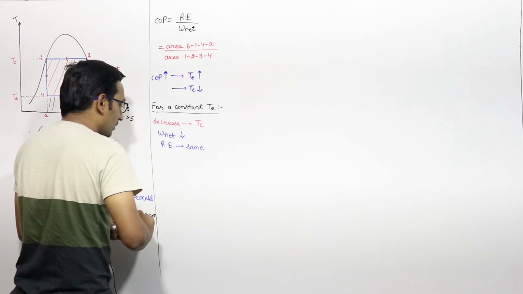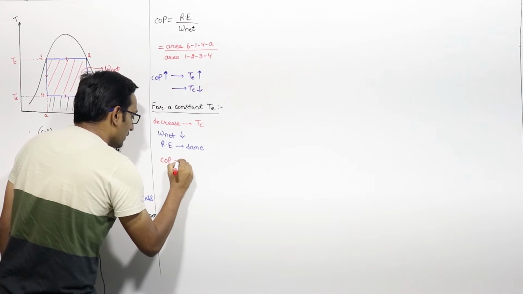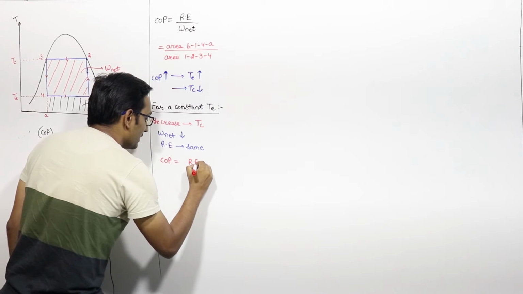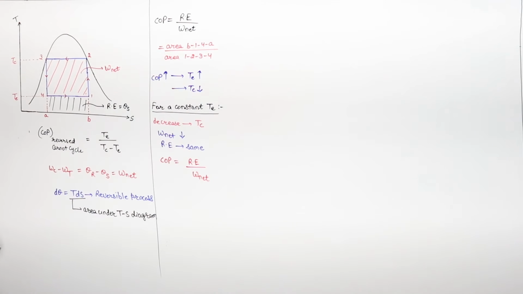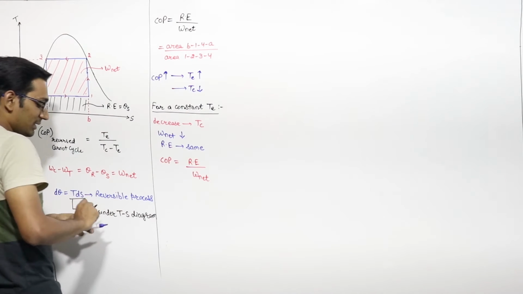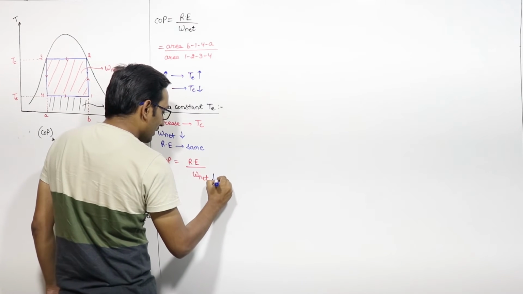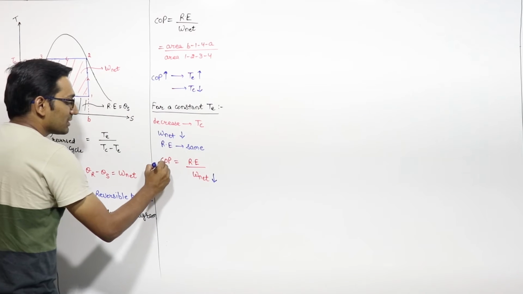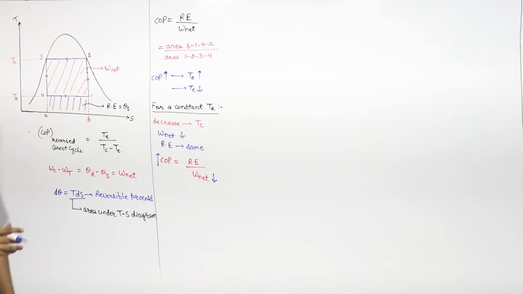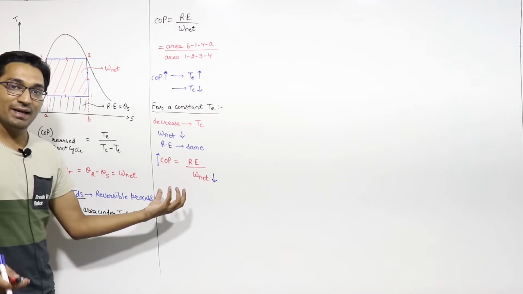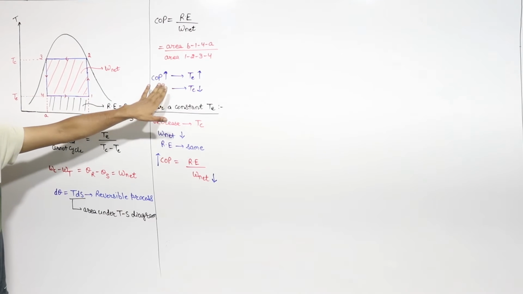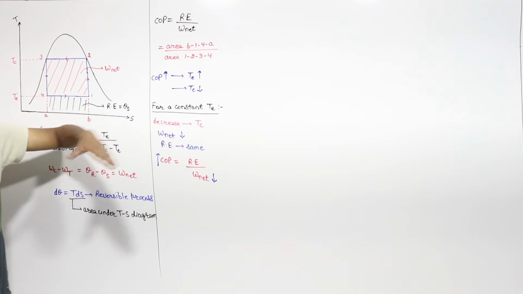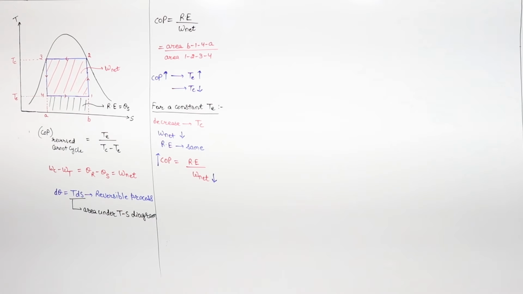So if I write now that the COP will be equal to refrigeration effect upon W net. So by decreasing the condenser temperature, your refrigeration effect will remain same, but this W net will decrease. This W net will decrease, then this COP will increase. Because denominator is decreased, so this COP will increase. So that's why we can say that the COP of a reversed Carnot cycle will increase if you decrease the condenser temperature, if this temperature is decreased.